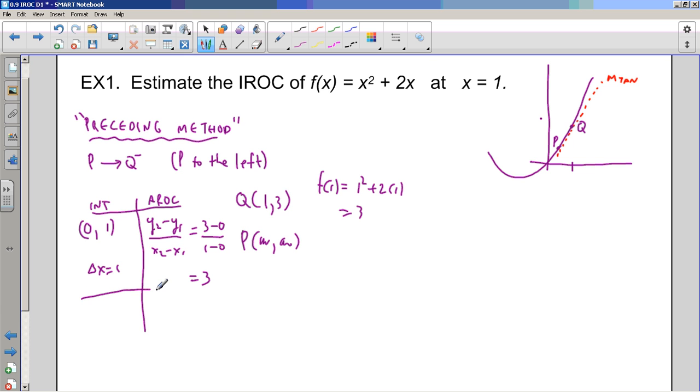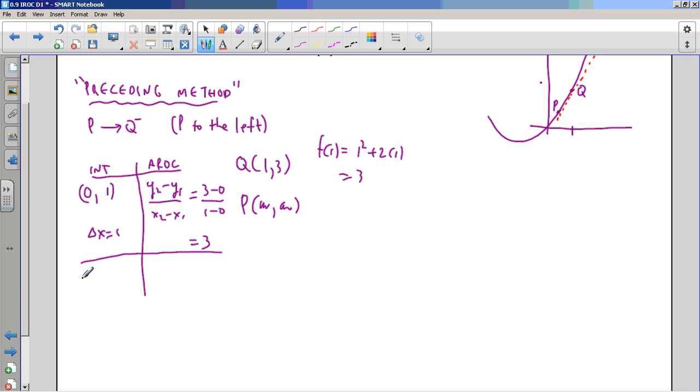It's not very good. So where would P be that would be closer? Well, I could move it a little closer, maybe move it halfway. So I'd have the interval 0.5 to 1. And notice 1 is the spot where we want to find our instantaneous rate of change. And then I go through the whole darn thing again. Here, f at 0.5, I'm going to have to get out my calculator.